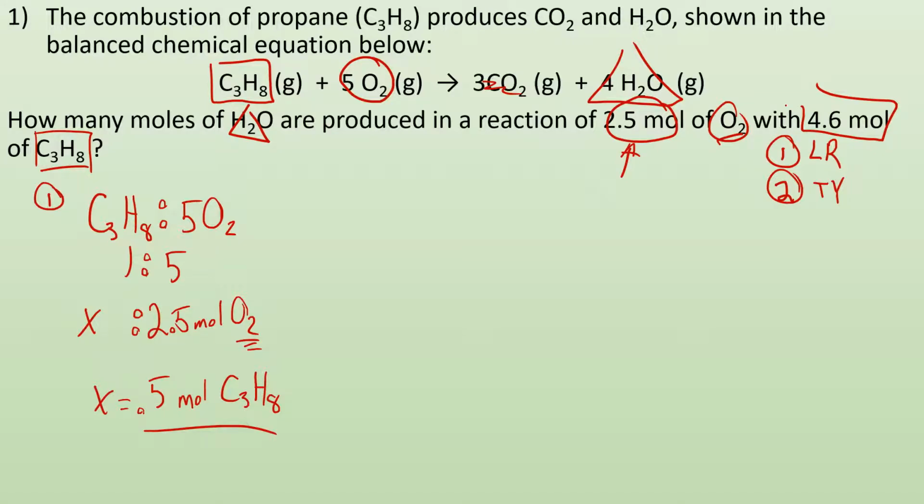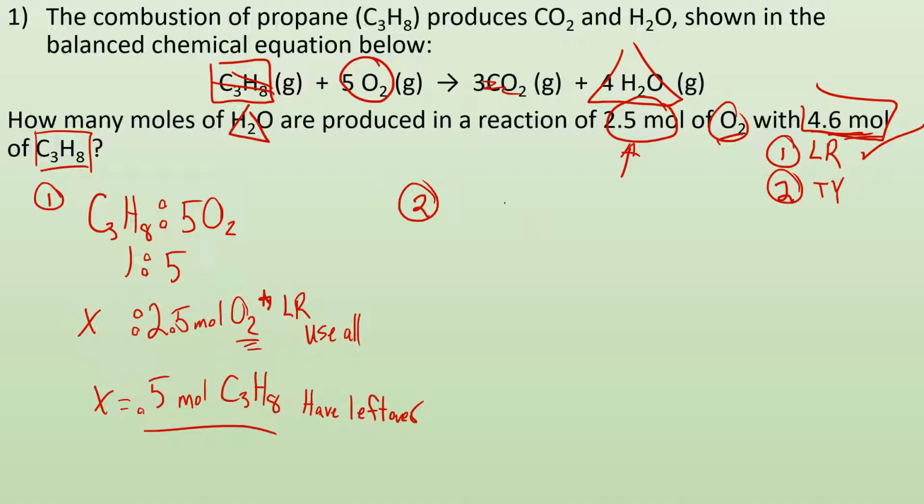So if I were to react all of the O2, I would need this much propane. How much propane do I have? Oh wow, I got 4.6 moles of propane. I have extra propane, which means I'm going to run out of oxygen. This means my limiting reactant is my oxygen. I'm going to use up all of the oxygen, whereas the propane, I'm going to have leftovers. So I did that first part. I figured out my limiting reactant. Now I got to figure out my theoretical yield. So I'm going to ignore propane from now on because oxygen is my determining factor.